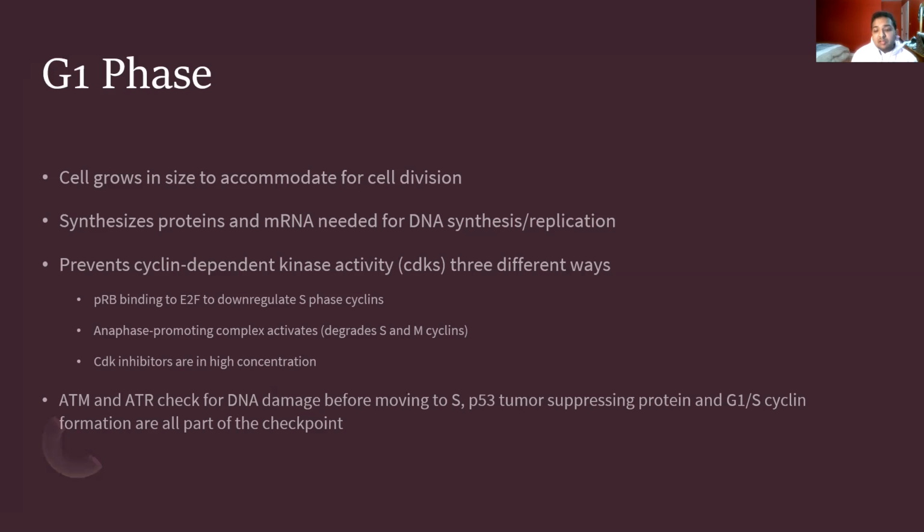The p53 tumor suppressing protein and G1/S cyclin formation are all part of that checkpoint. The p53 tumor suppressing protein comes up a lot, and it's a protein that can cause apoptosis, which is cell death, programmed cell death.